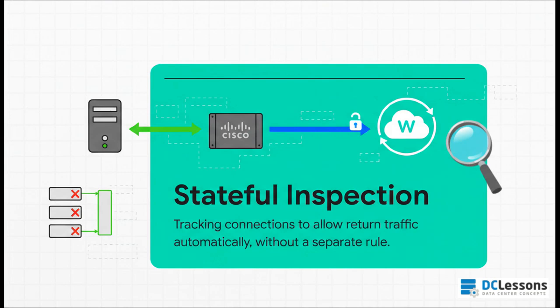Look, instead of just looking at packets one by one, a stateful firewall remembers the entire conversation. So when someone on the inside connects to a website, the firewall makes a note of that session. That means the return traffic from the website is automatically allowed back in. It's so much more secure and way more efficient than having to create a separate and frankly risky inbound rule.